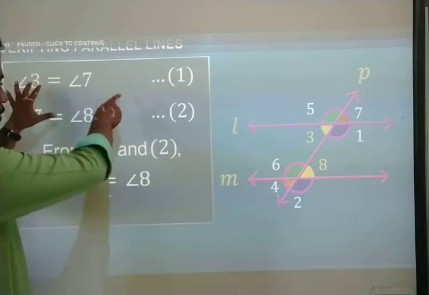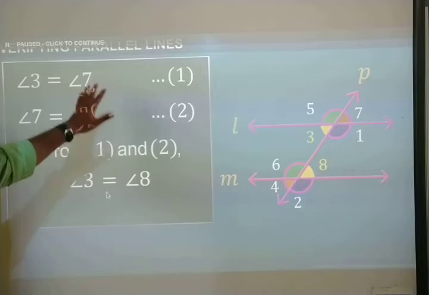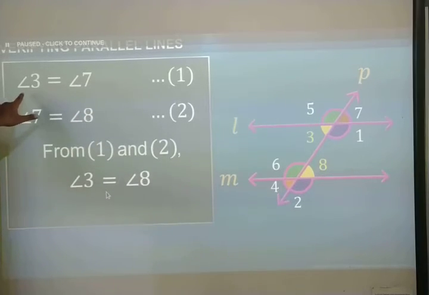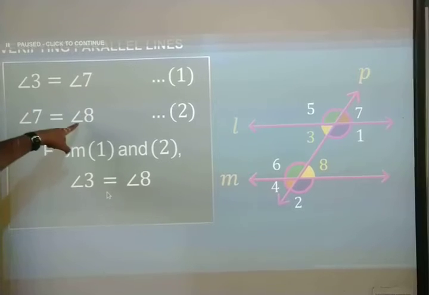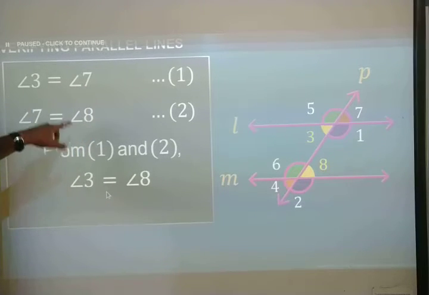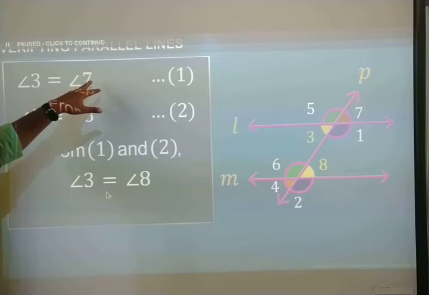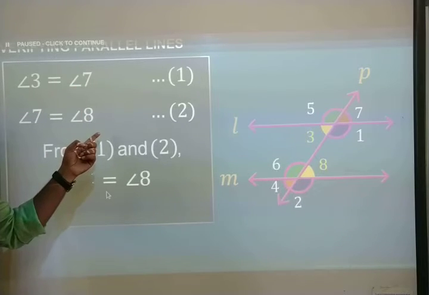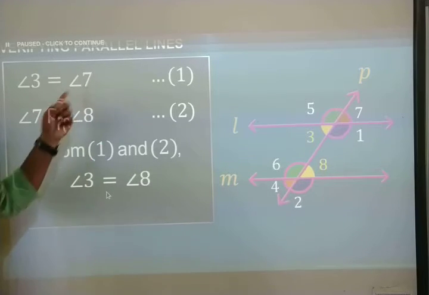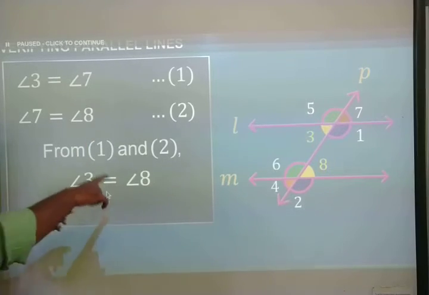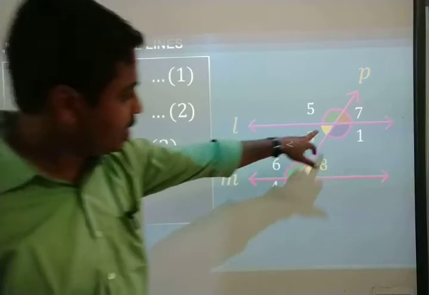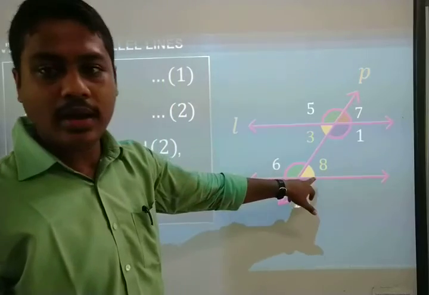Now if you compare equation 1 and equation 2, if you compare both equations, what do you see written? Angle 3 is equal to angle 7 and angle 7 is equal to angle 8. So what can we write? In place of 7, can I write angle 8 from equation number 2? Yes, we can, because angle 7 is equal to angle 8. So we can prove that angle 3 is equal to angle 8.